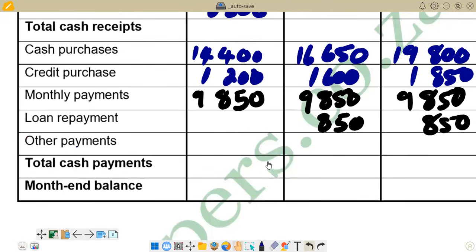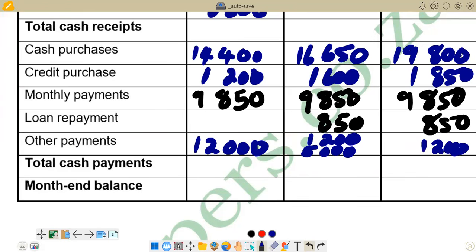Right, on other payments, remember here we have 12,000 that is for July. That payment of 12,000 we are going to put it here. Then thereafter there are installments of 1,200. So here we have got 1,200. Remember there's also a 5,000 of rates that we said should come here, and this 1,200 is also going to apply here. So that is what we have there.